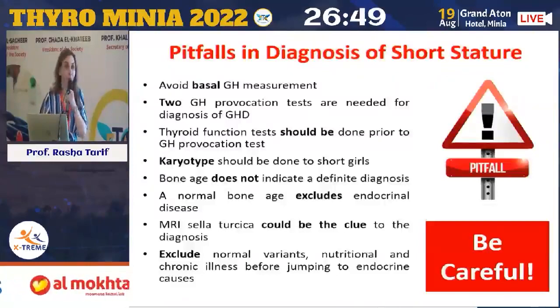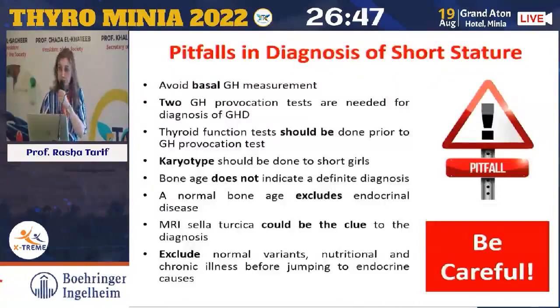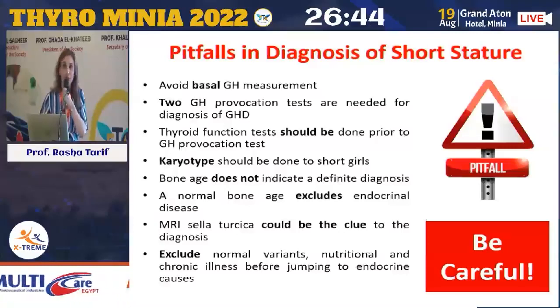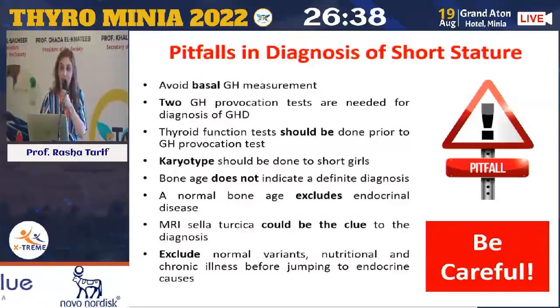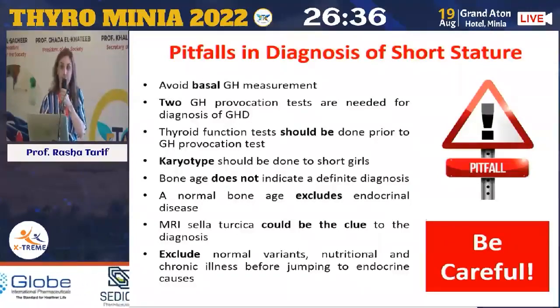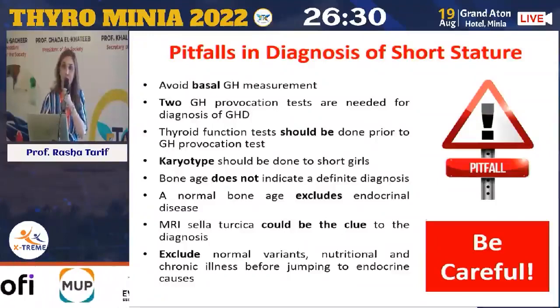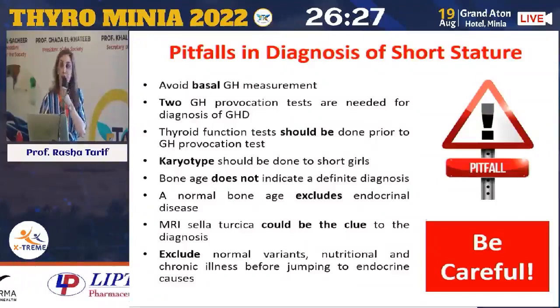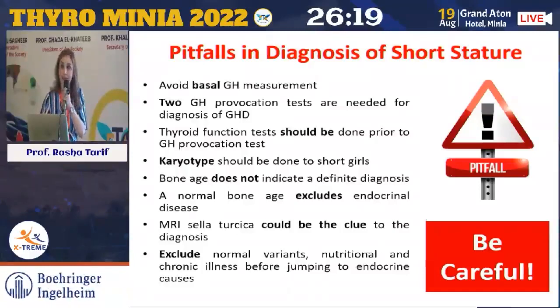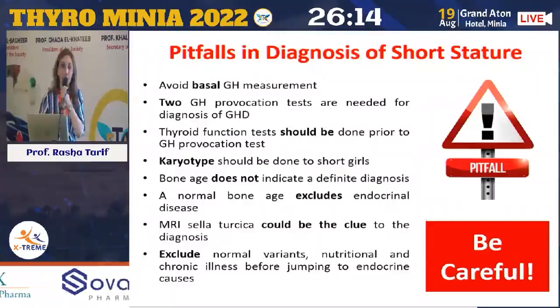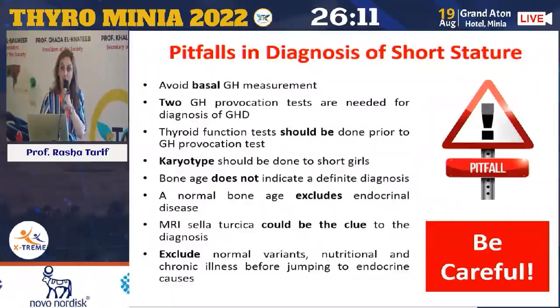First of all, avoid basal growth hormone measurement. It's of no use because, as you know, it's a pulsatile secretion. So we have to do 2 growth hormone stimulation tests to diagnose growth hormone deficiency. But there are some few exceptions when we do only 1 growth hormone stimulation test, and sometimes we do not need to do the test. Thyroid function should be done prior to growth hormone stimulation test. And if the child has hypothyroidism, we have to correct the thyroid function. Otherwise, you're going to have falsely low growth hormone stimulation.